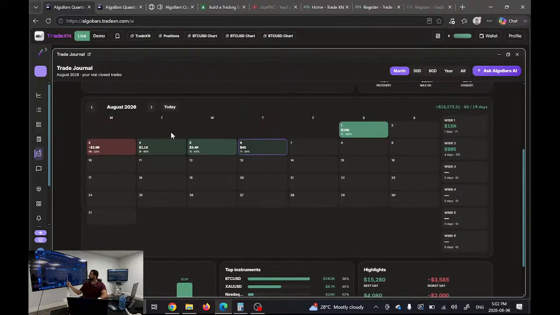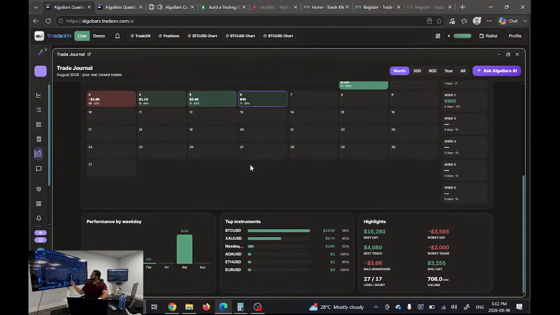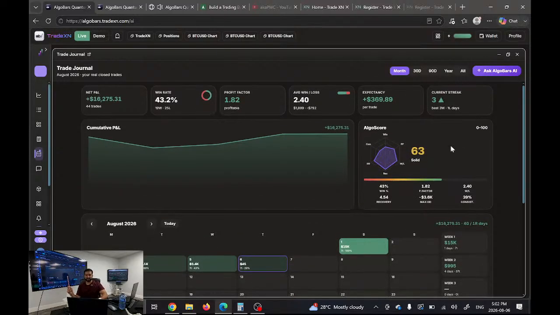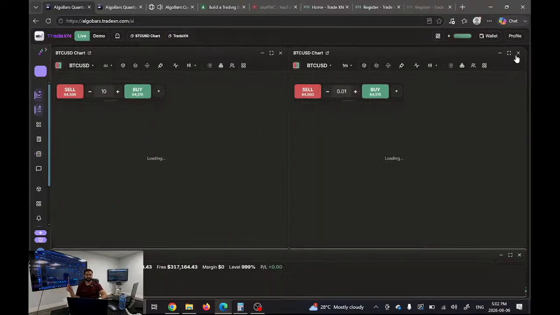all of these, like a full overview of how you've been doing. It'll show you like a calendar of how much you've made, like it'll give you like your red days, your green days, your highlights, what markets you're trading most often. So the Trade Journal is actually a really good tool to kind of keep up with how you're doing.